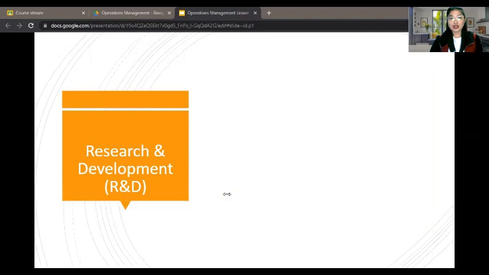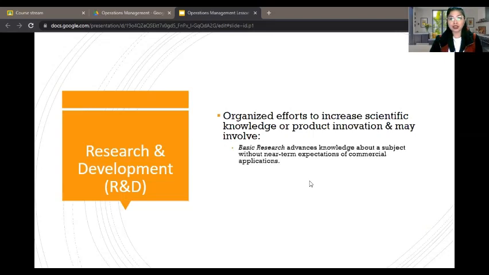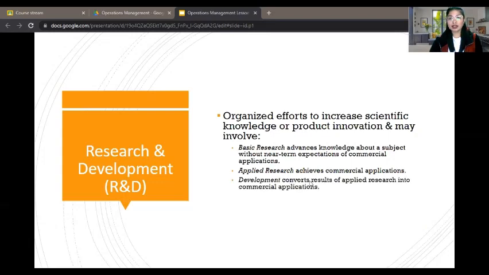Research is another source of ideas for new or improved products or services, and also organized efforts to increase scientific knowledge or product innovation. It may involve basic research, which advances knowledge about a subject without near-term expectations of commercial applications; applied research, which achieves commercial applications; and development, which converts results of applied research into commercial applications.